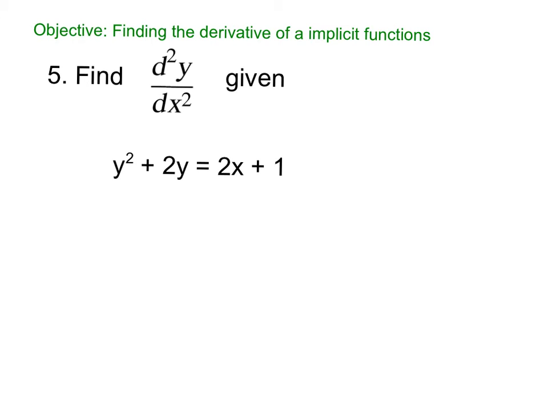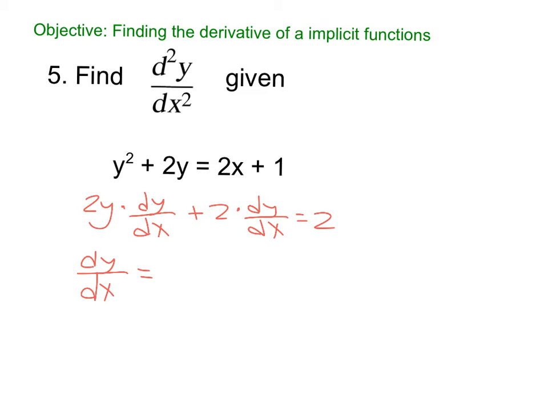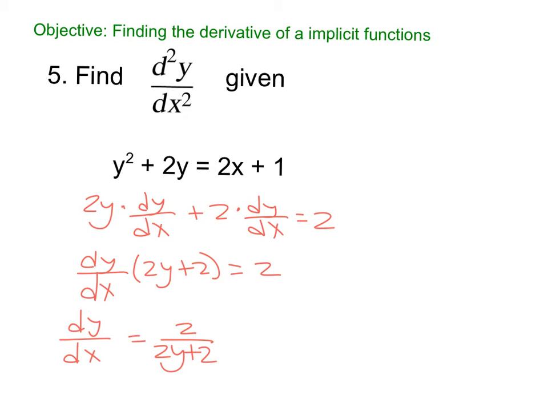All right, second derivative. So we do our first derivative, 2y dy/dx plus 2 dy/dx equals 2. Factor out, so I'm solving for dy/dx. I'll factor it, jk. So we get 2y plus 2 equals 2, so that's dy/dx equals 2 over 2y plus 2. Now I'm going to simplify it. You don't have to. I'm going to divide everything by 2, just because I feel like it's going to be easier later.